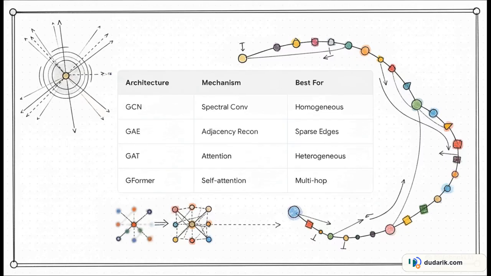These learn by trying to reconstruct the entire network structure from a compressed latent space. Then, GAT-based architectures use attention to dynamically weigh the importance of different neighbors. And finally, GFormer-based models bring transformer-style self-attention into the mix to capture long-range, multi-hop dependencies across the graph. Basically, each of these mechanisms acts as a different kind of lens for the AI to view the graph.